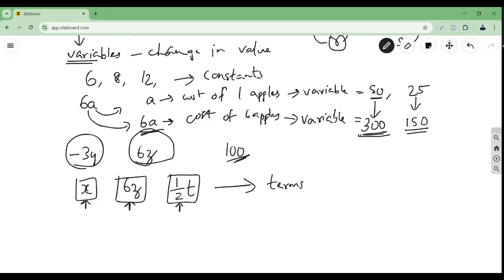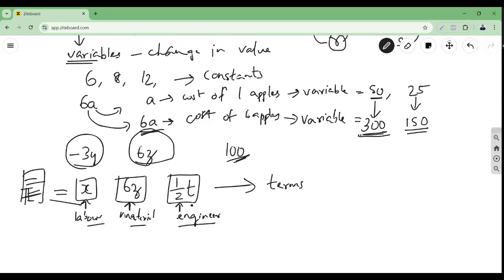Let me give you a scenario. For example, they're constructing a building. For the building, x is like the labor charge. 6z means for one floor the material cost is z, then for the 6 floors of the building that they're going to build, this is the material cost. And let's say this other one, half t, is the engineer's cost, like the salary for the engineer who's going to build that. So all three things are talking about three different things.